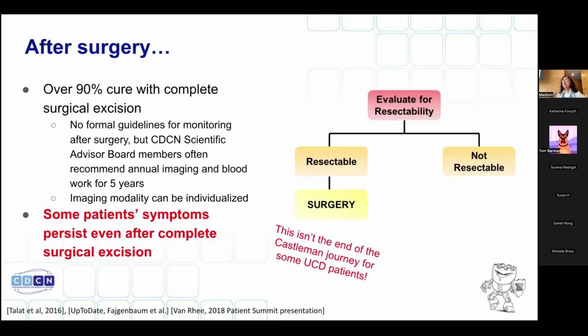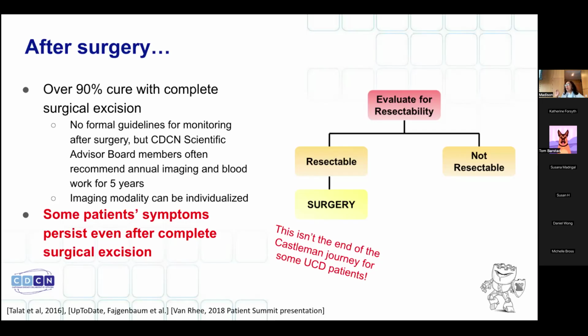Okay. So after surgery, yippee, you're done, right? 90% do very, very well. And there's no formal guidelines about how much you should be followed by monitoring. But I like to see people once a year. Just check their labs, make sure they're doing okay. And sometimes I'll do scans if something is puzzling me about how their disease is behaving. And that can be dependent upon where it was located.